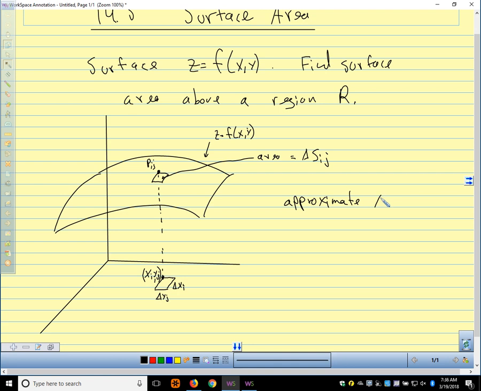So we're going to approximate delta S sub ij with the area of a portion of the tangent plane at P sub ij. So I'm going to draw another picture on the next page, and we'll just draw the portion of the tangent plane. All right, so we're good with the idea here.